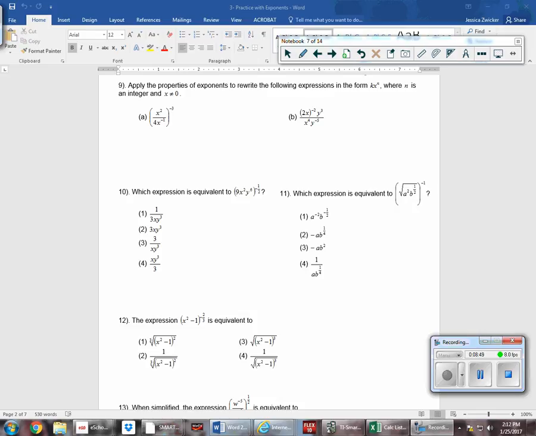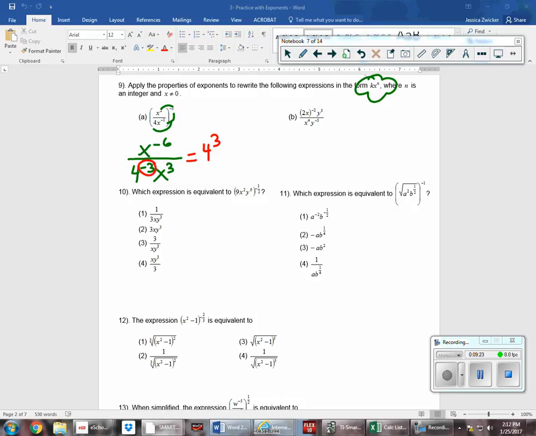If you look at question 9, part A and B are asking you that k times x to the n again. So if I was going to do A, I would distribute this -3 to all of the pieces inside the parentheses, making that x to the -6, because 2 times -3 is -6, over 4 to the -3, and x to the +3. Now, if you want to, you can rewrite this as 4 to the +3, change the sign of the exponent, move it to the top, x to the -6, and then x cubed. 4 cubed is 64. So if you were identifying your values there, k is 64.